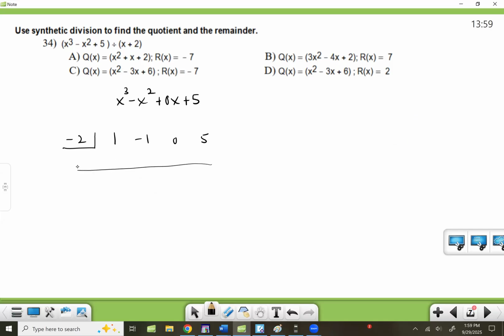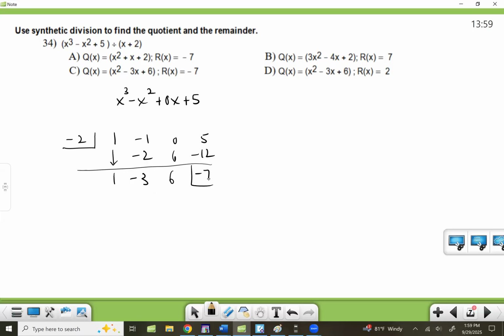So remember, you bring down the first term, or the first number, and then it's just multiply, add, multiply, add, multiply, add until you get to the end. So we're going to multiply -2 times 1, and then we're going to add downward. So -1 plus -2. Then we're going to multiply, a negative times a negative is a positive, 2 times 3 is 6. And then we're going to add downward, 0 plus 6 is 6. Then -2 times 6 is -12. And when we add downward, 5 plus -12, it's going to be 7.